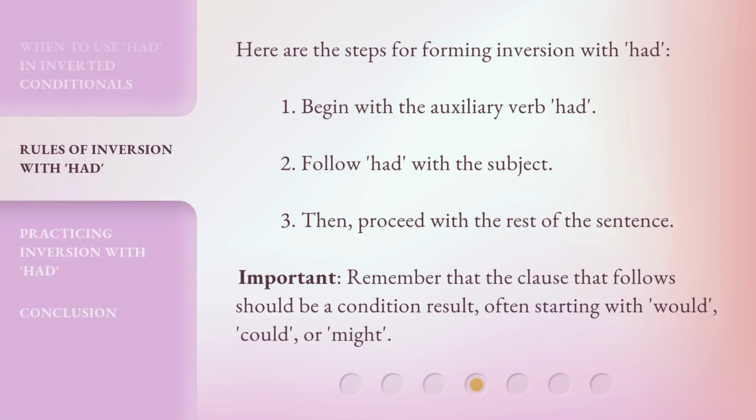Here are the steps for forming inversion with "had." 1. Begin with the auxiliary verb "had." 2. Follow "had" with the subject. 3. Then, proceed with the rest of the sentence. Important: remember that the clause that follows should be a condition result, often starting with "would," "could," or "might."